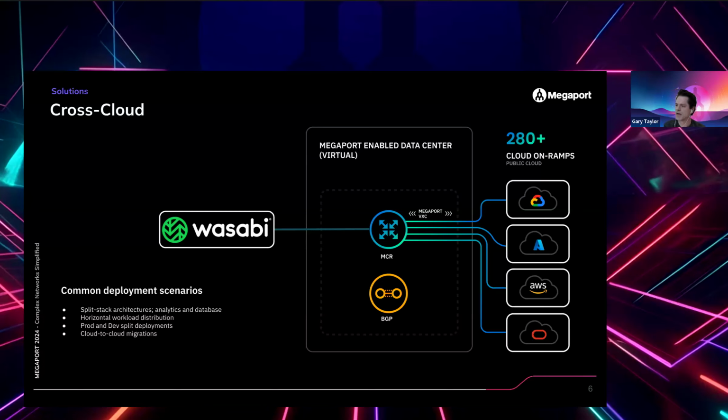For the demo today, I'm going to use an MCR. I've deployed it already and I've connected to AWS and Google. And what I'm going to do then is show you how you connect to Wasabi.